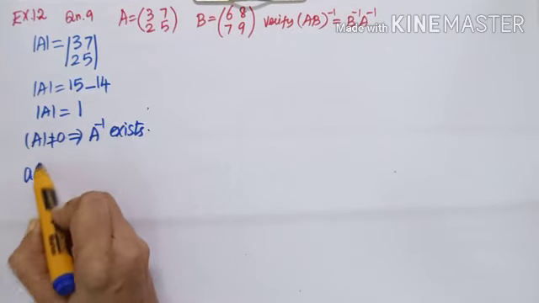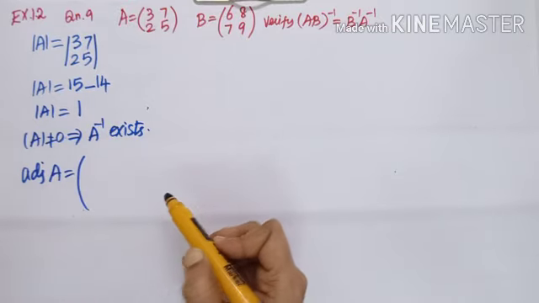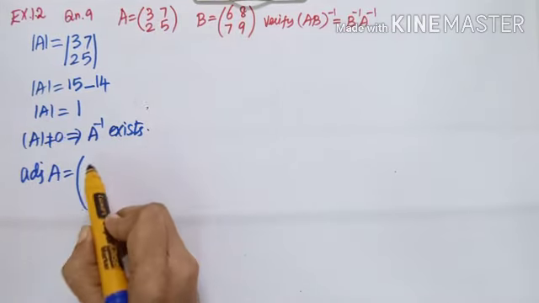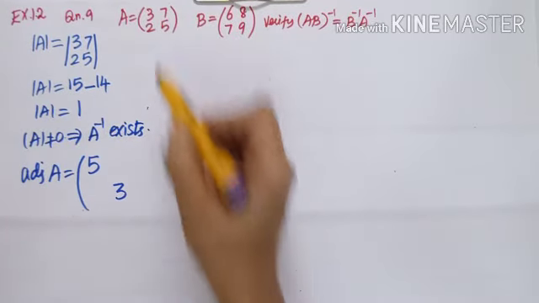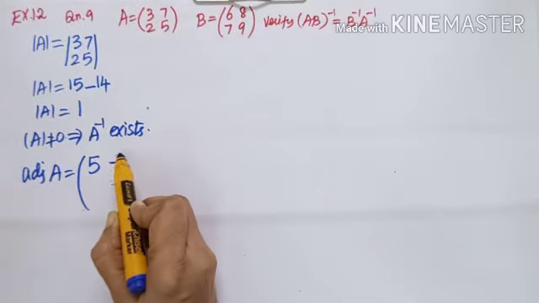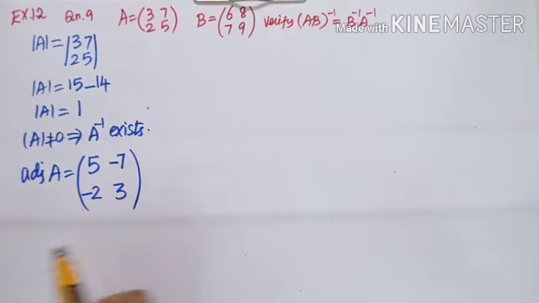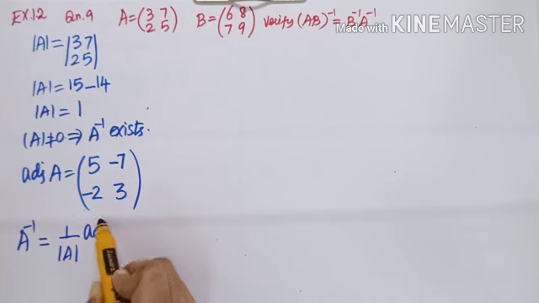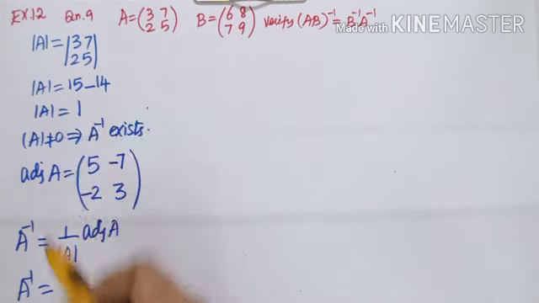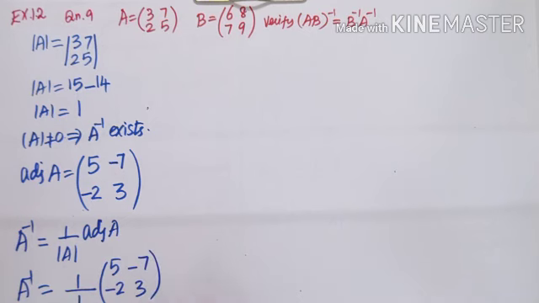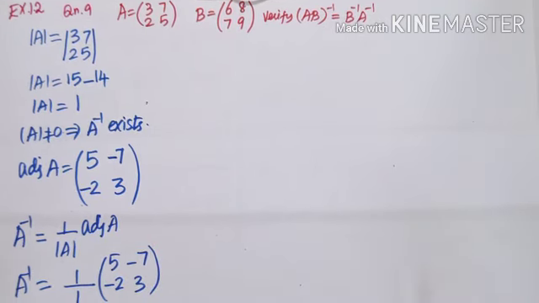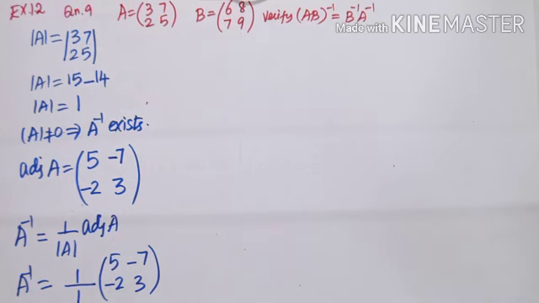Next, write down the adjoint of A. What is the adjoint of A? Interchange the main diagonal: 5, 3. For the other diagonal, change the sign: minus 7, minus 2. The next step is to write A inverse. The A inverse formula is 1 by determinant A times adjoint of A. So A inverse is equal to 1 by 1 times the adjoint: 5, minus 7, minus 2, 3. So we have completed A inverse.